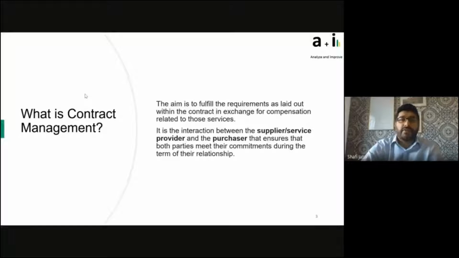So defining contract management, the aim is to fulfill requirements as laid out within the contract, in exchange for compensation related to those services. So in a nutshell, that's what we're trying to do. You went through the hard work of developing a scope of work, you went through your procurement process, and then you got to the end and you awarded a contract for services.